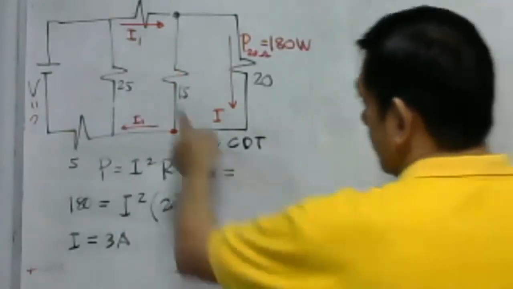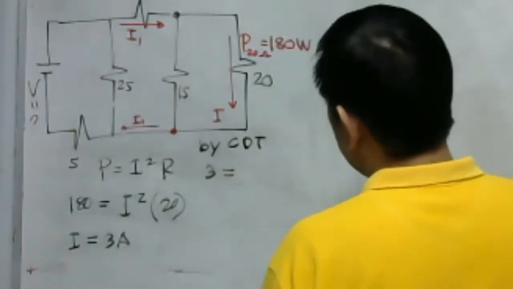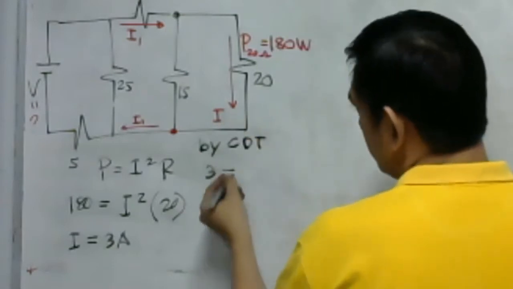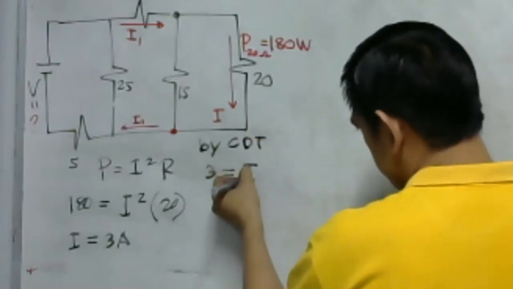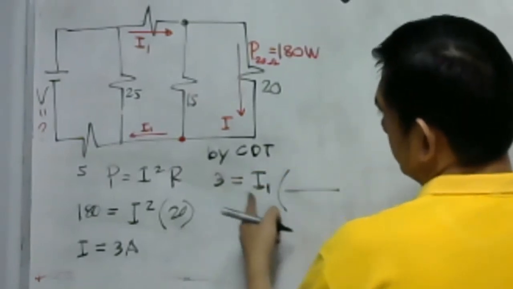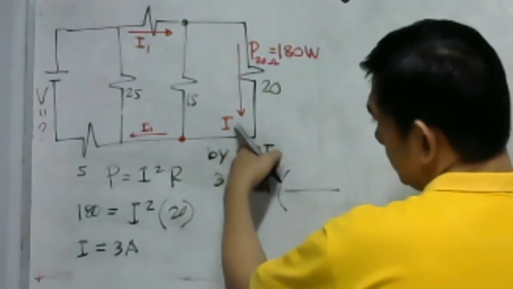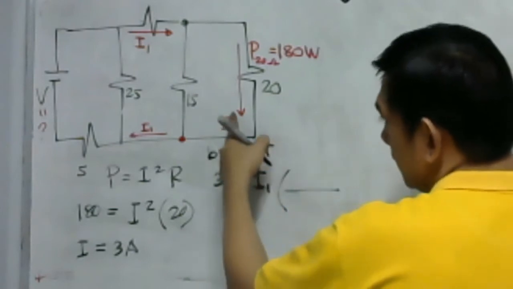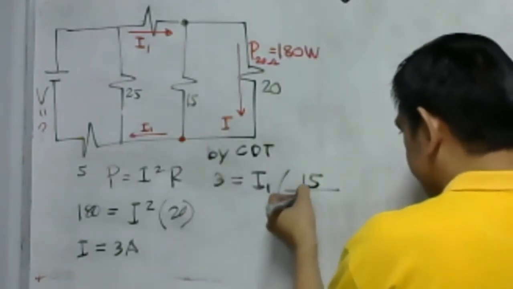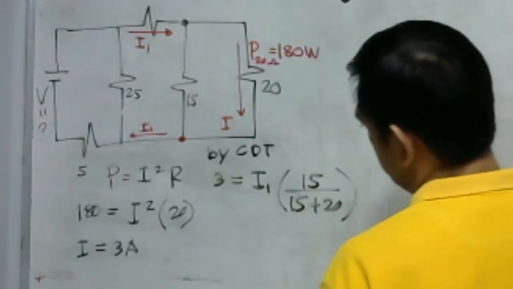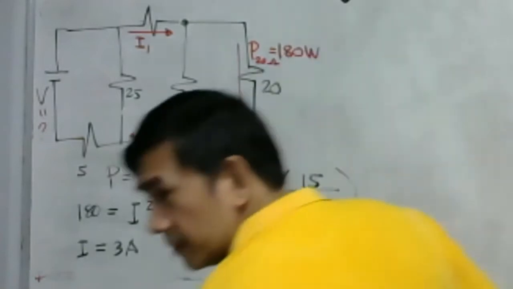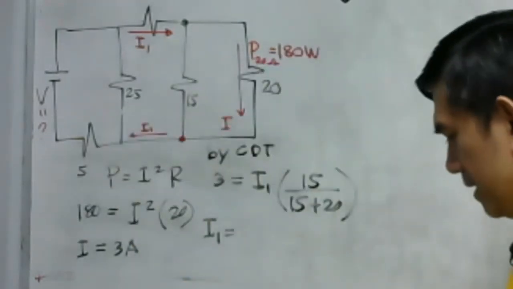Okay, so we have here I1, and our I, by the way, is 3. Then we have our I1, that is our 3 here, which is our I, multiplied by the opposite resistance, which is 15, over 15 plus 20. So we have here our I sub 1. What is our I sub 1?